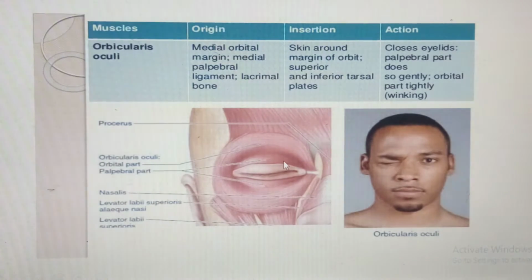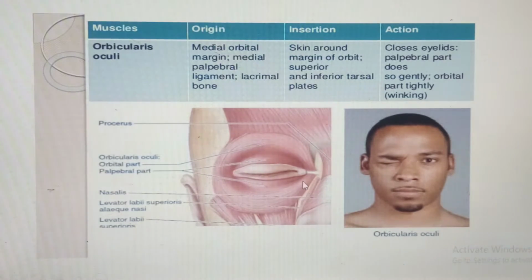Now this muscle actually has two parts. It has what we call the orbital part, which forms that kind of ring around it, which is quite thicker. And then we have the less thick one, which forms the bulk of what we call the eyelid, the upper and the lower eyelids. Eyelids are also called palpebrae, and therefore this part is also called the palpebral part, the one which covers the eyelids.